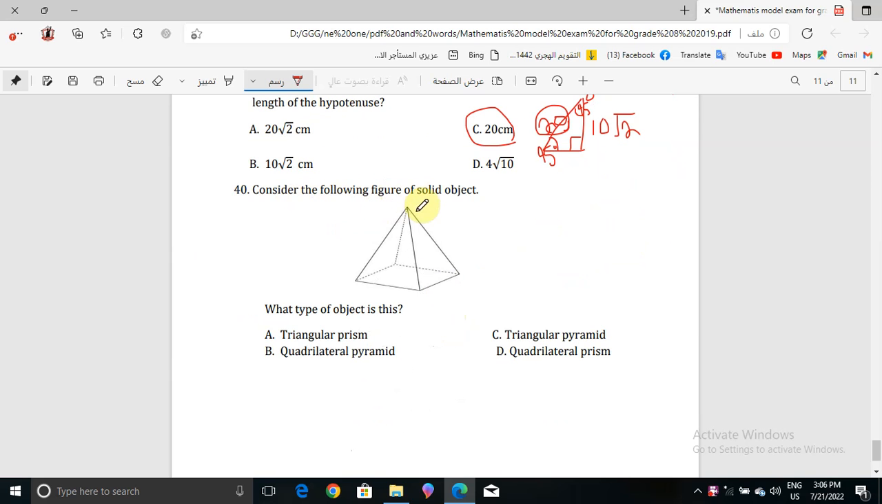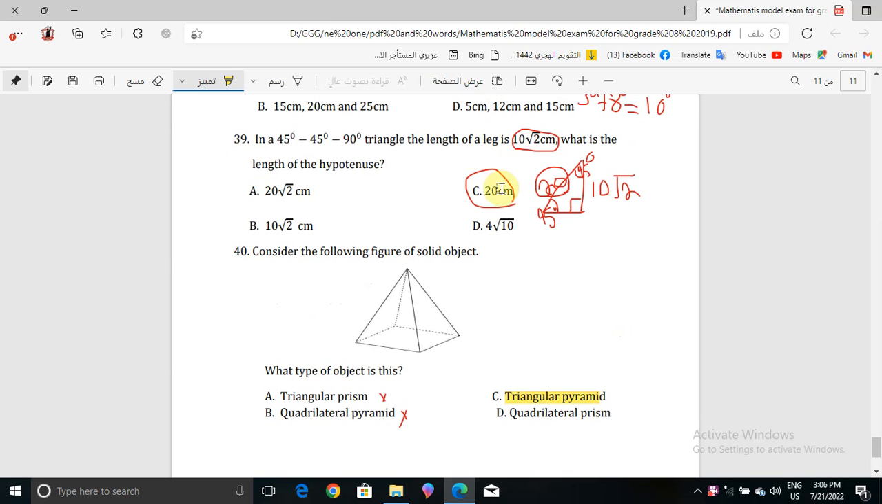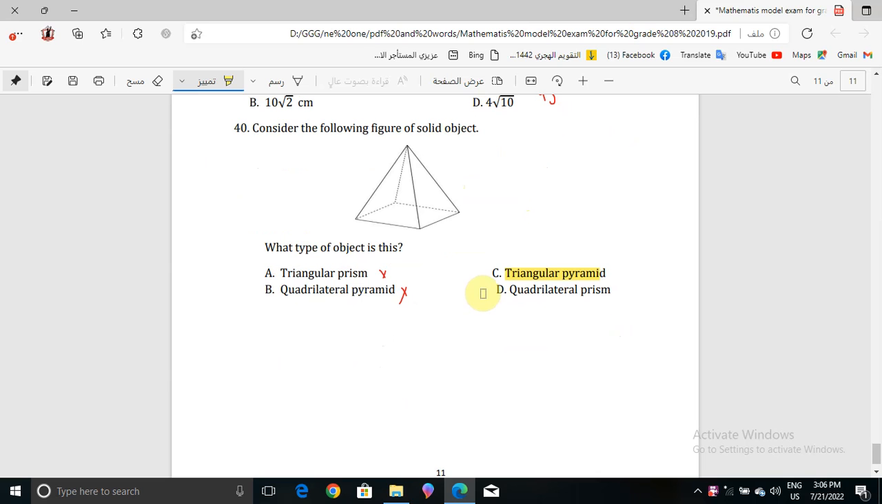Consider the following figure of a solid object. What type of object is this? Is it a triangular prism? No. Is it a quadrilateral pyramid? No. Is it a triangular pyramid? Yes. So the correct answer for question number 40 is choice C. And question number 39 is also choice C. So this was the answer for the last question in this module.